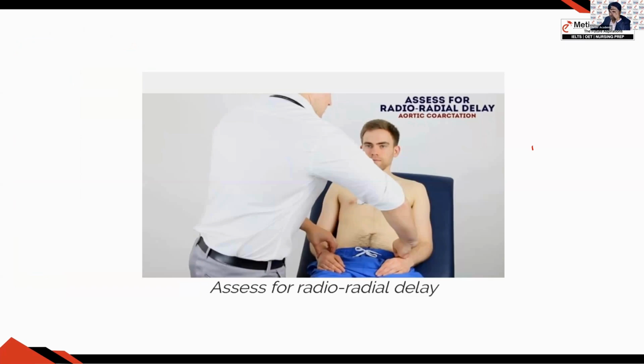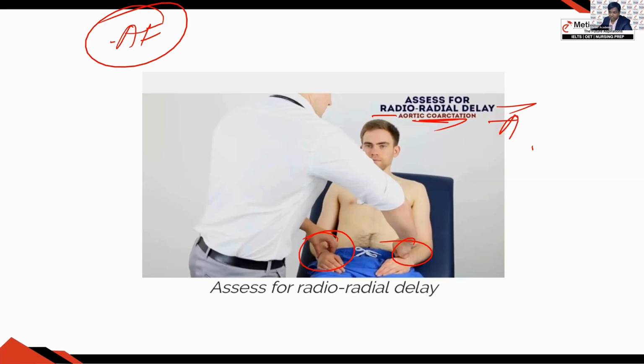When you are assessing, there is a difference between the radial pulse and the apical pulse. That is pulse deficit, which is seen in atrial fibrillation. Repeated question: pulse deficit. Here, radio-radial delay. Both radial pulses are delayed. That is seen in aortic regurgitation, aortic coarctation.